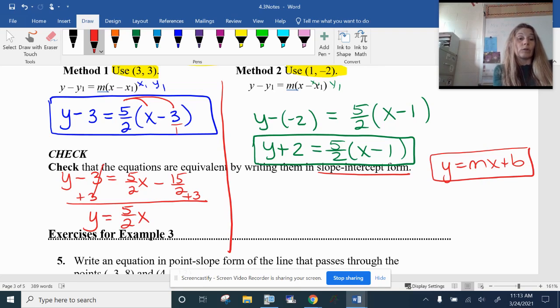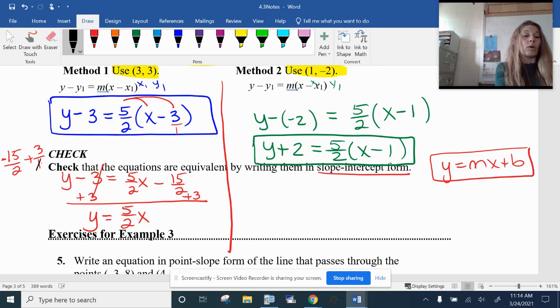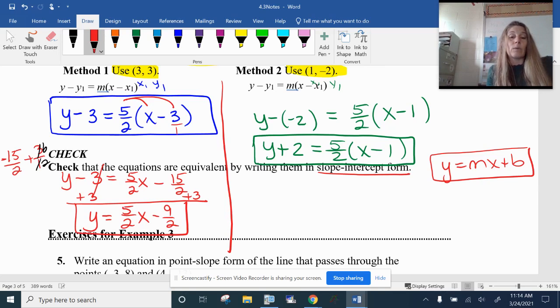You could do it on a calculator, or you could just do it by adding your two fractions here. Remember, 3 is really over 1, so I'm going to make that a 6 over 2, and then that becomes negative 9 over 2. And you're certainly welcome to use a calculator to check that as well.